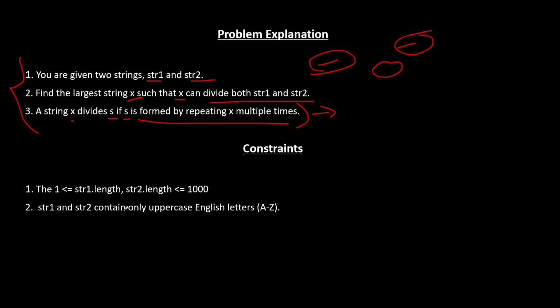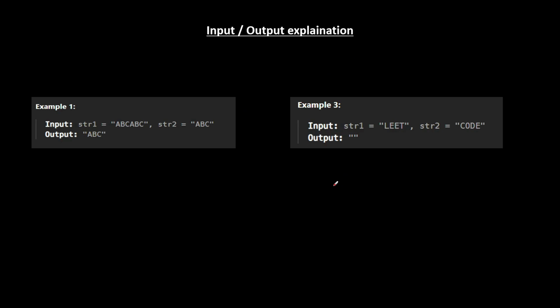The constraints of the problem are given as 1 to 1000, and everything will be in caps. Now let's understand the input and output. Since string 1 is given as ABC and string 2 is ABC, the output is ABC. How? The common ground of ABC and ABC is ABC, right? So from ABC, we can divide the complete string. Therefore, we have taken a common ground ABC, and this can divide this string also and this string also.